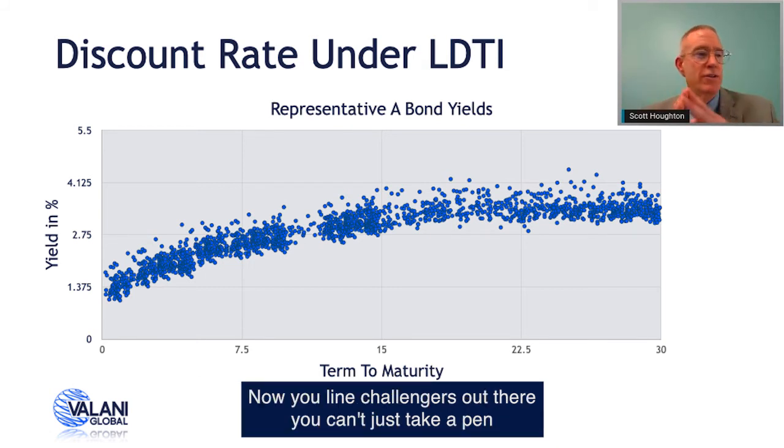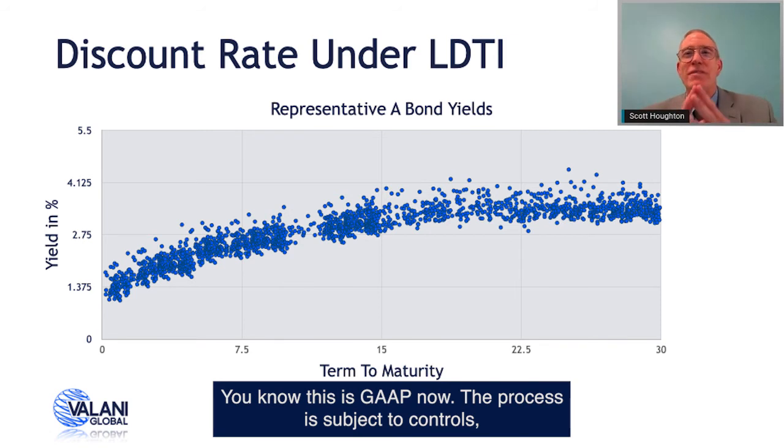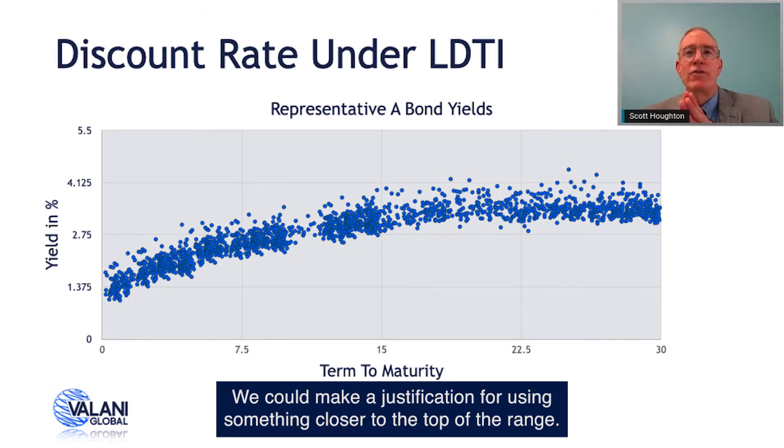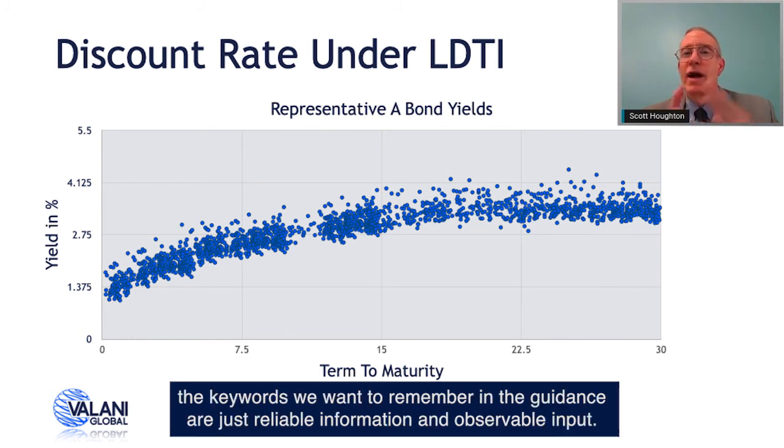Now, you line challengers out there, you can't just take a pen and connect the dots along the top of the curve. This is GAAP now. The process is subject to controls, and it needs to be consistent each quarter and each reporting period. We could make a justification for using something closer to the top of the range I've mentioned if there's a liability characteristic like liquidity. The key words we want to remember in the guidance are just reliable information and observable input.